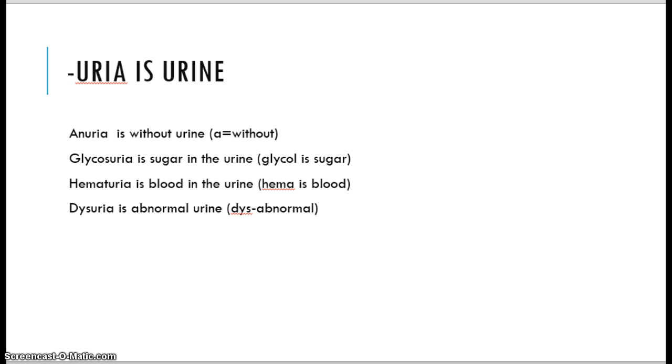Urea is urine, so if we have anuria, anuria is without any urine at all. If we have glycosuria, it's sugar in the urine. Hematuria, like we said, is blood in the urine, and dysuria is an abnormal urine. Dys is abnormal, so for some reason it's either an abnormal color or something is abnormal or not correct about that urine.